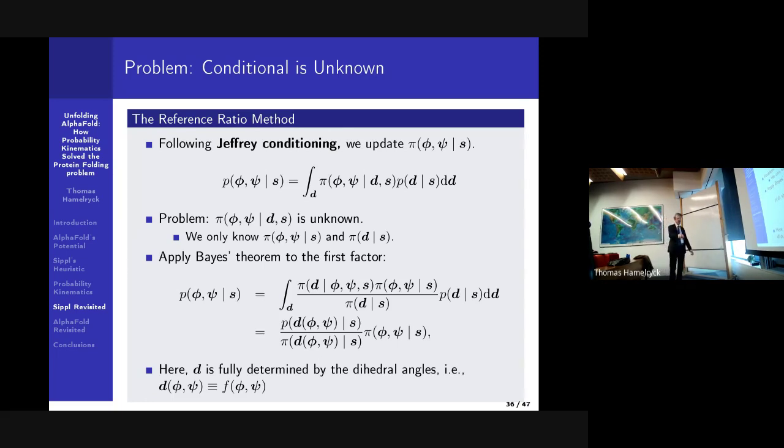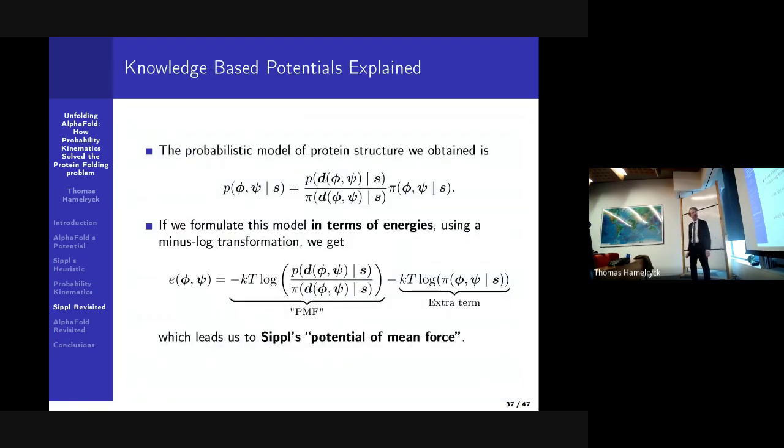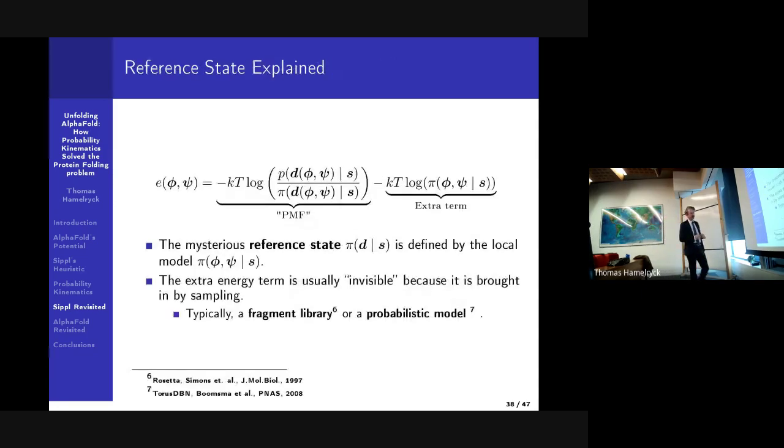So we can now see that we have this ratio of probability distributions regarding distances times our probability distribution over our angles. And now we basically just do a log transform. So we do a minus log for energy over here: minus kT, the log of this ratio over the distances, minus kT of a logarithm of the probability distribution of our angles given our sequence. And this is, of course, exactly Sippl's potential of mean force. So now we exactly see where this mysterious ratio comes from. It's nothing else than applying Jeffreys conditioning to this molecular problem and then applying a theorem.